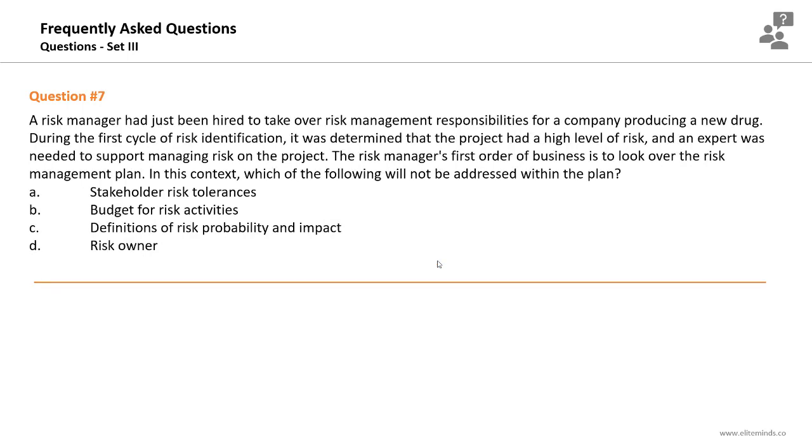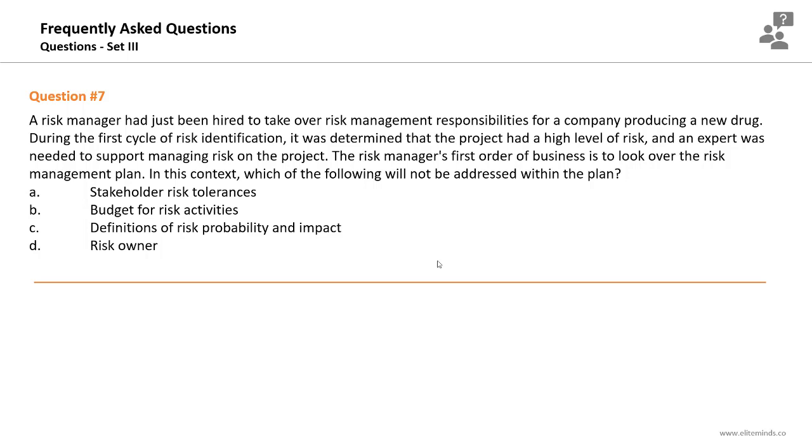Question number 7. A risk manager had just been hired to take over risk management responsibilities for a company producing a new drug. During the first cycle of risk identification, it was determined that the project had a high level of risk and an expert was needed to support managing risk on the project. The risk manager's first order of business is to look over the risk management plan. So this is another question about the key components of the risk management plan. In this context, which of the following will not be addressed within the risk management plan? Stakeholder risk tolerances, budget for risk activities, definitions of risk probability and impact, and the risk owner.